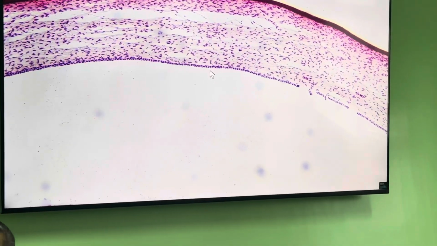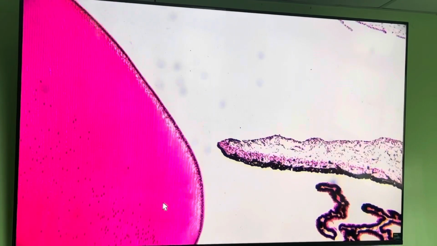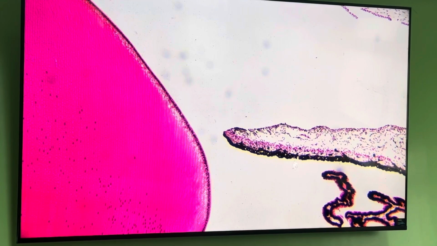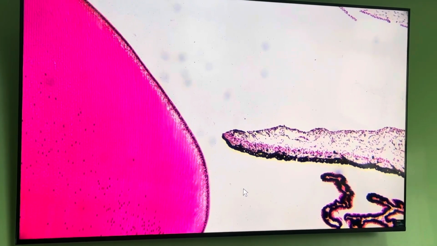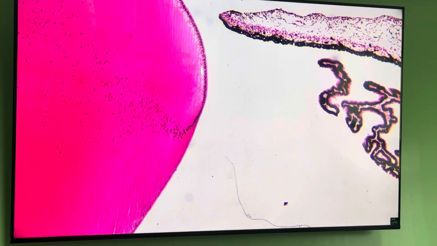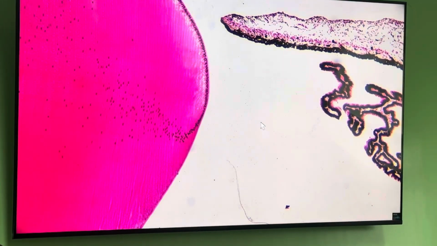So we proceed with the different chambers. Posterior to the cornea would be the anterior chamber. It is situated between the cornea as well as the lens. We have the posterior chamber, which is situated between the iris, or underneath the iris, and the lens. The separation between this particular area would be the zonular fibers. So this would be the posterior chamber.